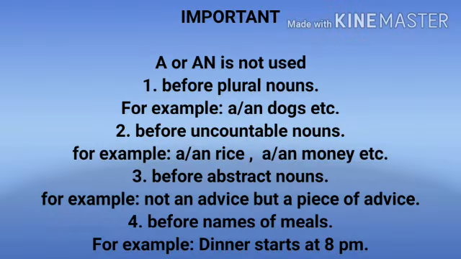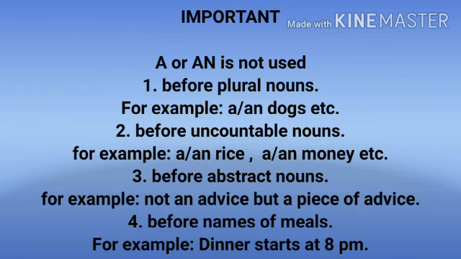Now some more points where a or an is not used. Point number 1, before plural nouns. For example, not a or an dogs. Point number 2, before uncountable nouns. For example, not a or an rice, a or an money, etc. Point number 3, before abstract nouns. For example, it is not used as an advice but a piece of advice.